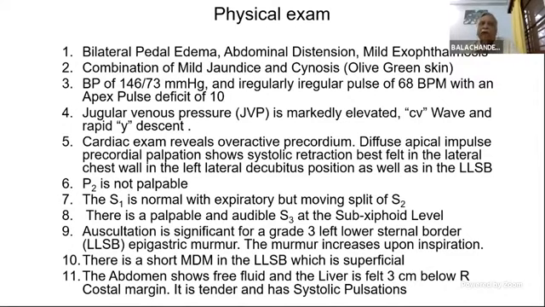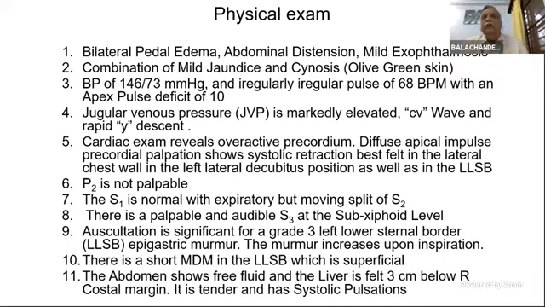Now, the important thing is that cardiac examination will reveal an overactive precordium and a diffuse apical impulse. The precordial palpation shows systolic retraction, best felt in the lateral chest wall in the left lateral decubitus position. Note these points because we will discuss them repeatedly as we go on. The most important thing in this situation is that P2 is not palpable, and that rules out significant pulmonary arterial hypertension.